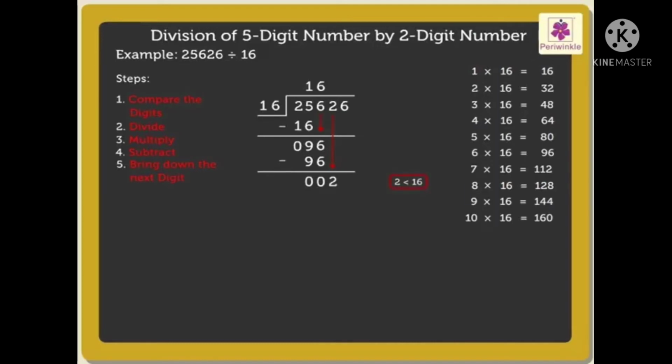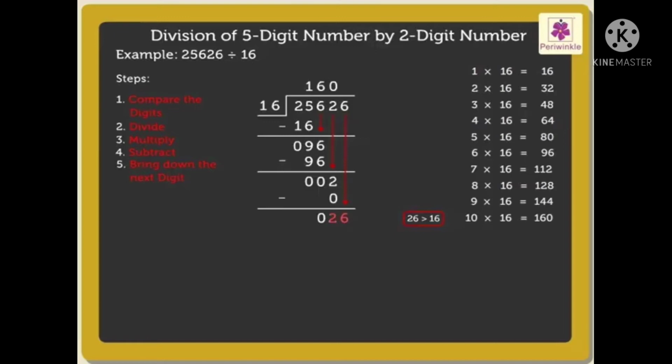Here 2 is smaller than 16. There are not enough tens to divide. So now write 0 in the quotient above 2. Therefore, subtract 0 from 2, which is equal to 2. Now bring down the next digit, that is 6. Now compare 26 and 16. Here 26 is greater than 16.